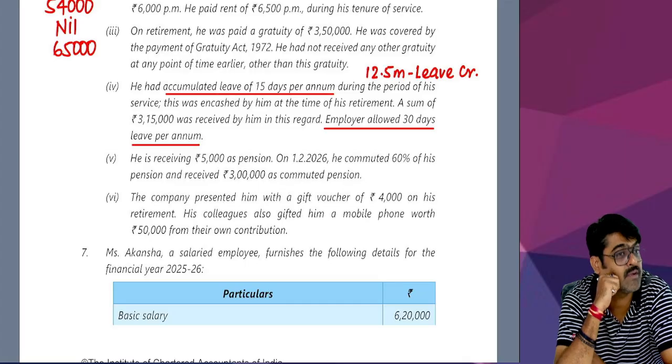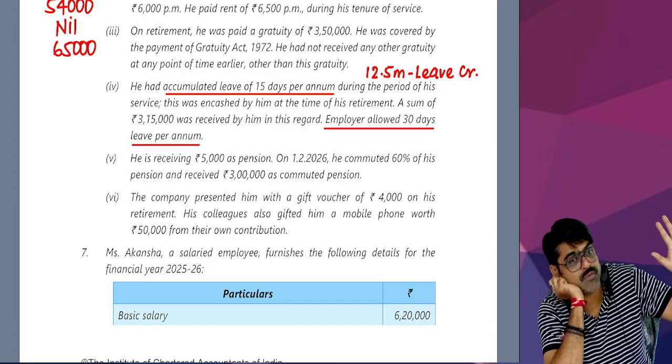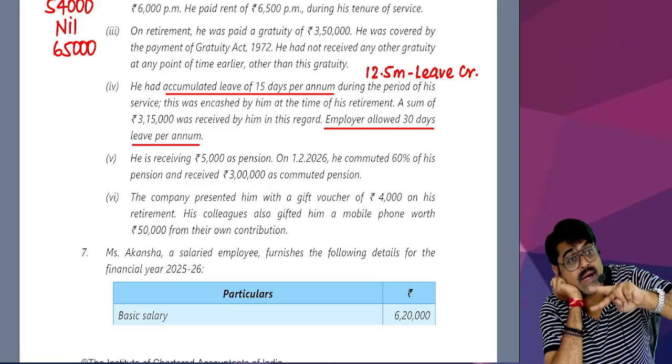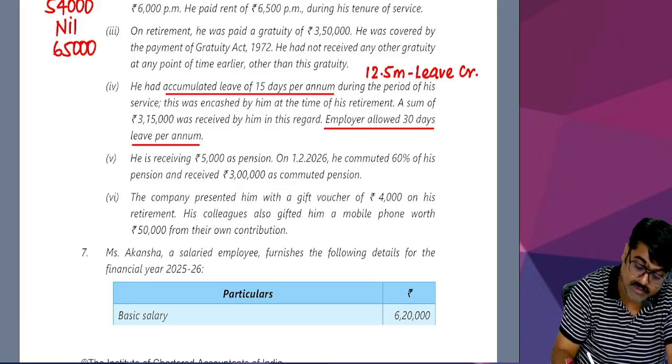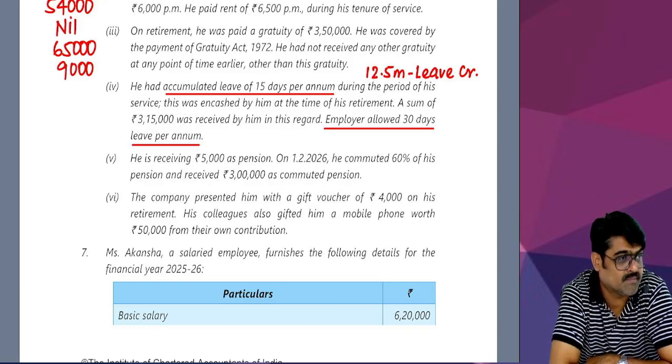And for the month of January, he did not commute anything. So full 5,000 he received for January. Yes or no? February, March, 2 plus 2 plus 5, 9,000 will be uncommuted pension. Fully taxable. Is he receiving any commuted pension?